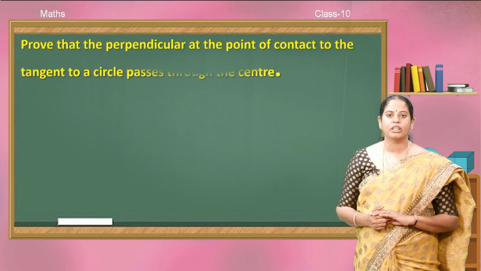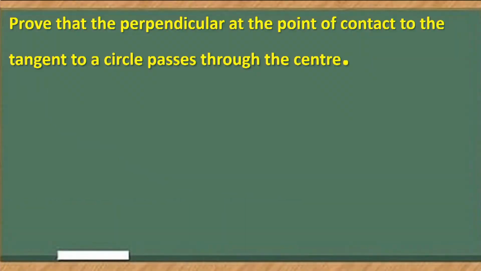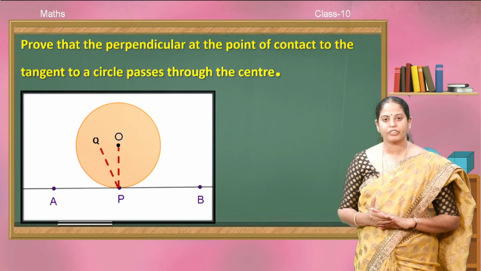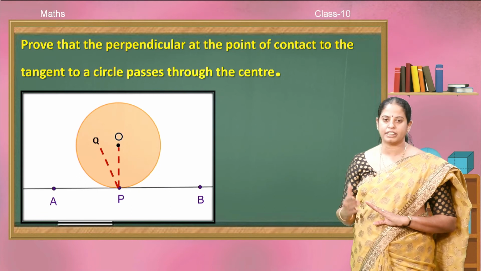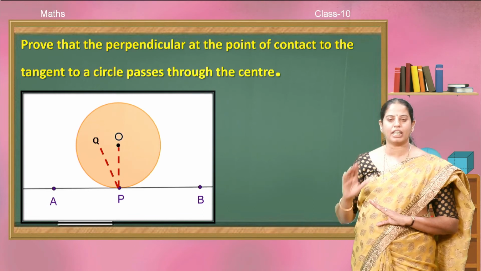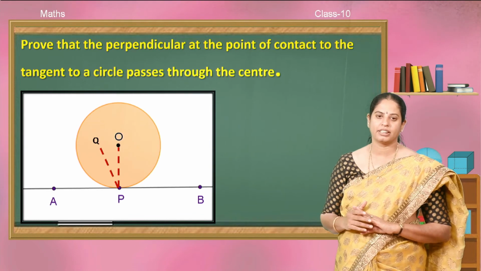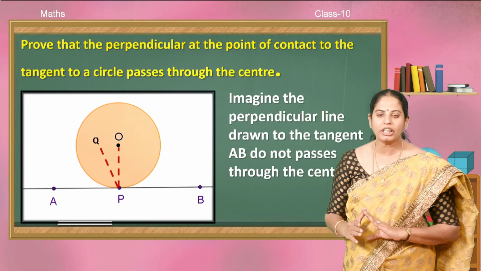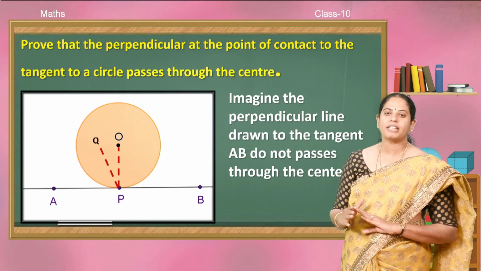Next problem, prove that the perpendicular at the point of contact to the tangent to a circle passes through the center. We have to prove that the perpendicular at the point of contact to the tangent to a circle passes through the center. Here OP is the perpendicular drawn to AB at the point of contact P, means we have to show that OP passes through the center. If PQ is the line perpendicular to AB, then we have to show that QP passes through the center.